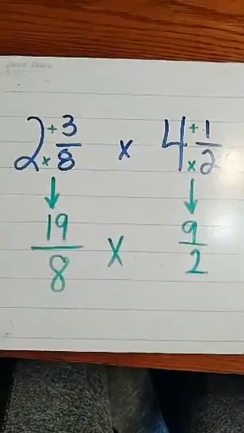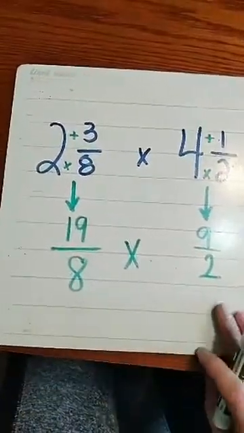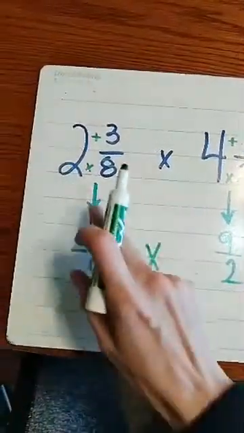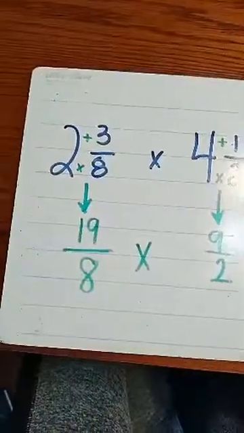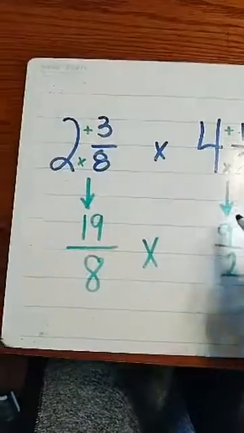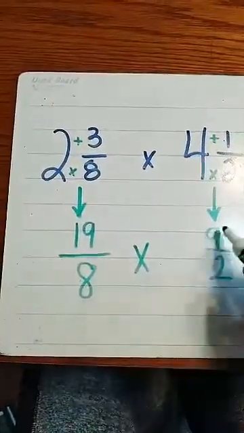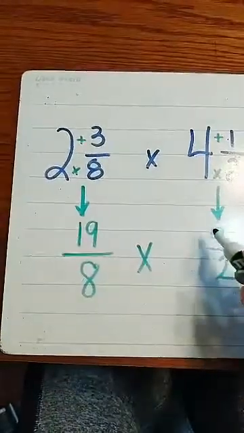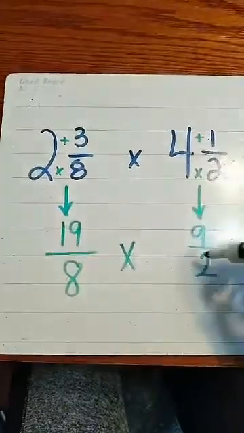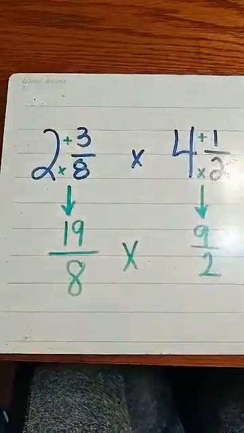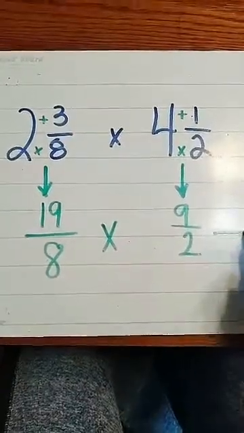All right, so what we can do now is we can look at these two numbers and we can try and simplify diagonally before we multiply. And I see 9 and 8. Do they have a greatest common factor besides 1? Nope, so I can't simplify there. 2 and 19, do they have a greatest common factor besides for 1? Nope, unfortunately not. So I need to multiply.